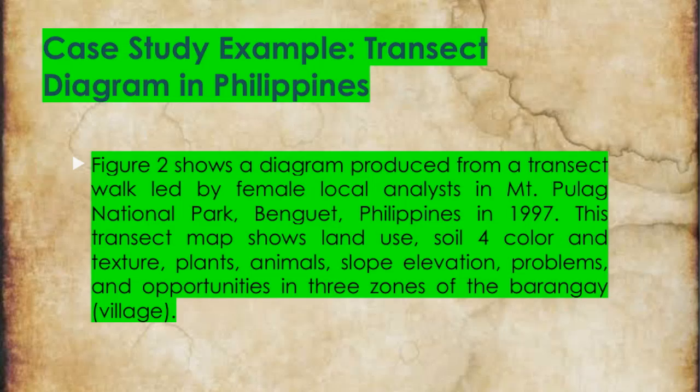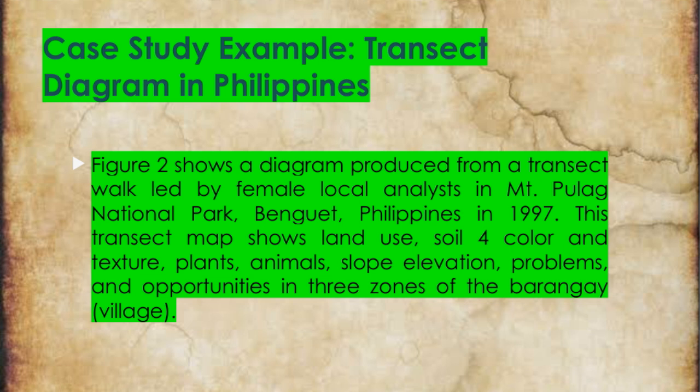This slide shows a diagram created from a transect walk led by female local analysts in Mt. Pulag National Park, Benguet, Philippines, back in 1997. What's really interesting here is that this transect map captures so many important aspects of the landscape: land use, soil type and color, plant and animal presence, slope and elevation. It also highlights issues and opportunities within 3 different zones of the barangay or village.